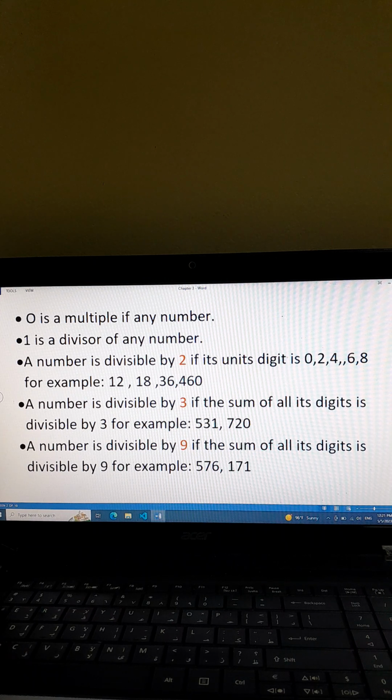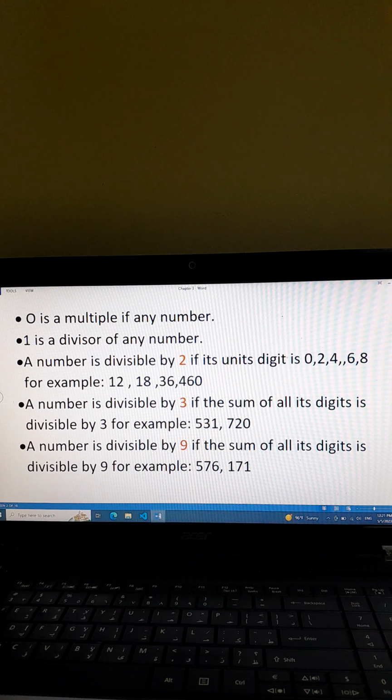A number is divisible by 3 if the sum of all its digits is divisible by 3. For example, 531, because 5 plus 3 is equal to 8, plus 1 is equal to 9, and 9 is divisible by 3. A second example, 720: 7 plus 2 is 9, plus 0 is 9, and 9 is divisible by 3.